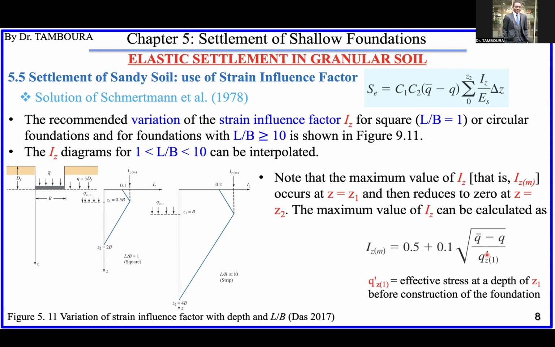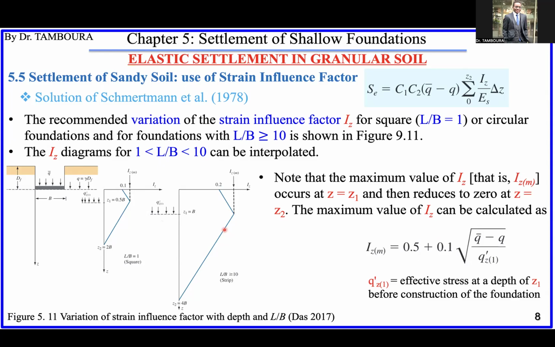And in this equation, we can see this one, qz'1. You can see it here, which corresponds to this level, okay? In each case, corresponding to the depth where the maximum IZ is happening, okay? So this is the effective stress at the depth Z1, okay? Effective stress before construction of the foundation, before building the footing, okay? I think that one is easy for everyone to understand.